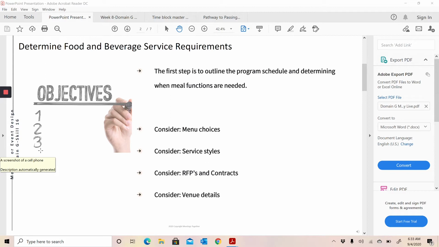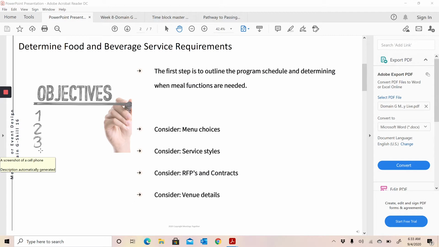Menu choices like sustainability options. You want to consider your attendee profile and the dietary needs of the participants. So really, select menus based on making sure they meet your goals and objectives, and also your audience that's going to be there. What is going to make a lasting impression on your audience? And then you want to consider the service styles. Those are the 8 styles that we learned about. Which style is going to best suit your program schedule and your program needs?